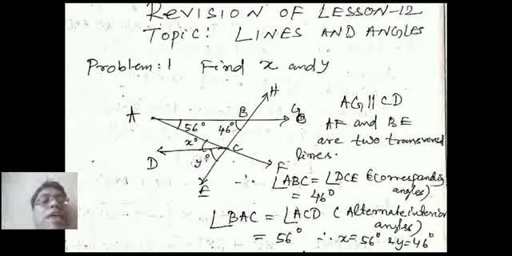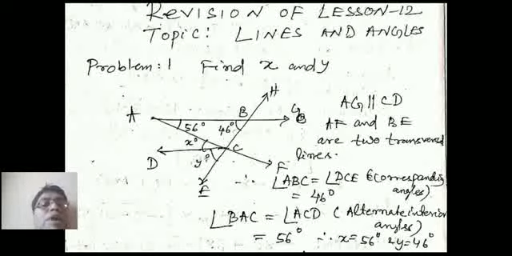In the figure you can see AB and CD are two parallel lines as shown, with two transversals AF and HE. Two angles are given, 56 and 46 degrees; you have to find x and y. Look at the figure as named. You have two corresponding angles: angle ABC is equal to angle DCE. Corresponding angles are equal, so that is 46 degrees.